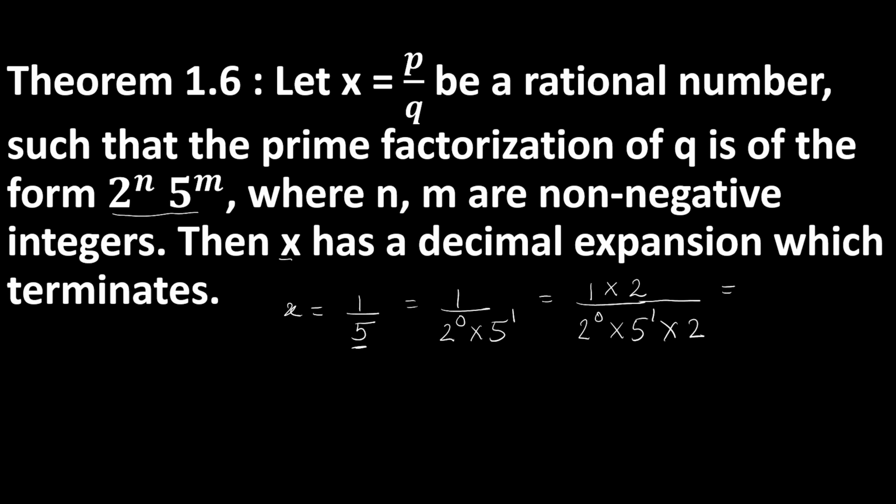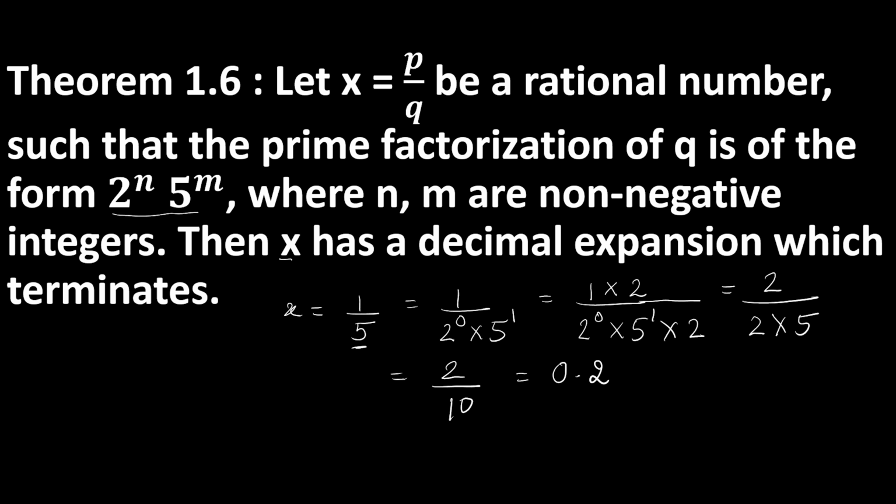We will get 2 in the numerator, and in the denominator we will be having 2 raised to 1 into 5 raised to 1. So 2 into 5 we will get 10, right? So this can be easily written as 2 upon 10. Now we know we can easily find out the decimal expansion of this number. It is 0.2.